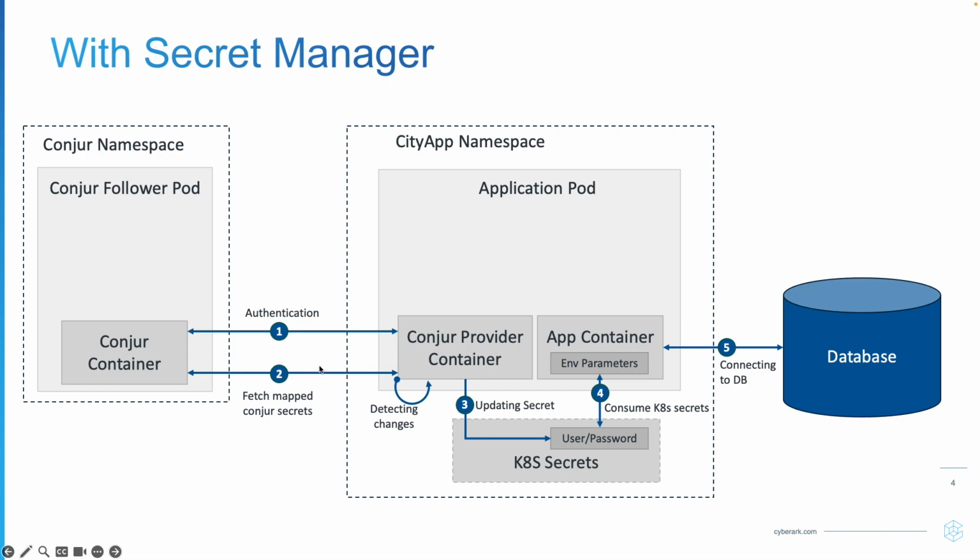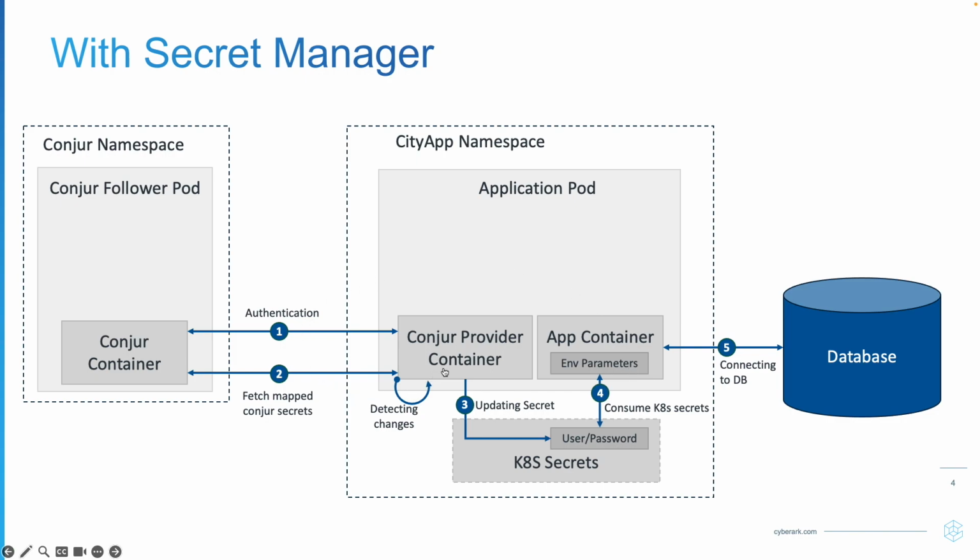After that, it will retrieve the secret information, depending on the policy configured on Conjur. It can get the content of the secrets and check it against the current content, and if something changed, it will update the new values to the Kubernetes secrets, so that after that the app container will run and get the right information to connect to the database. So that is how it works.